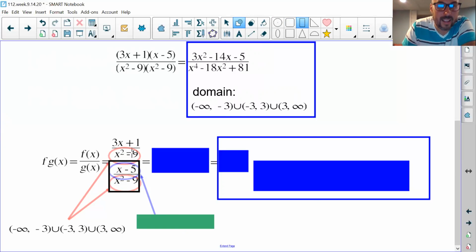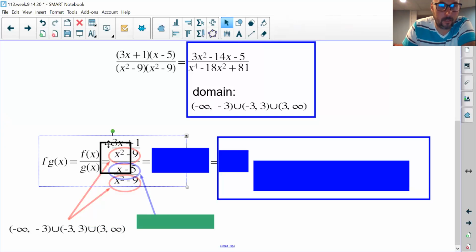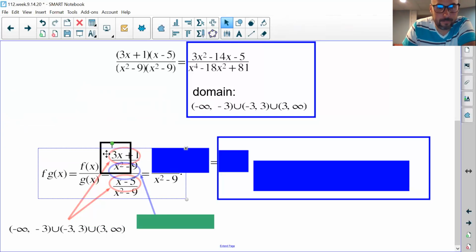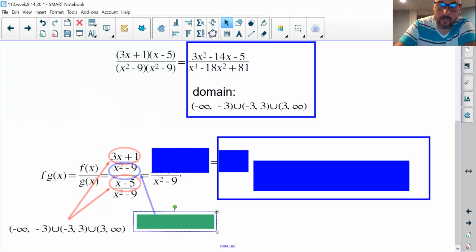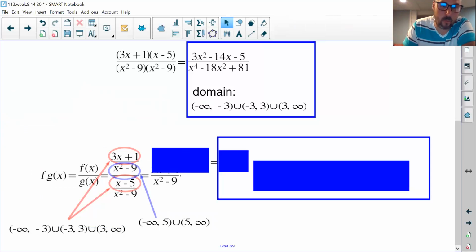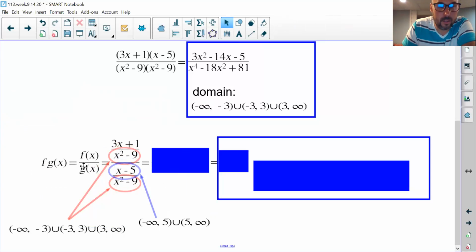That's okay. But this fraction is now being divided by 0. This whole thing would be 0. So that's the problem. So not only can x not be 3 and negative 3, but I also have to throw into that x cannot be 5. So still a huge domain. The domain is all real numbers except for 3, negative 3, and 5.